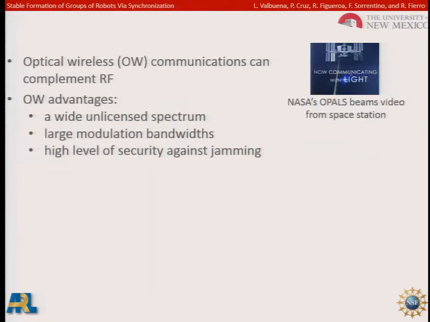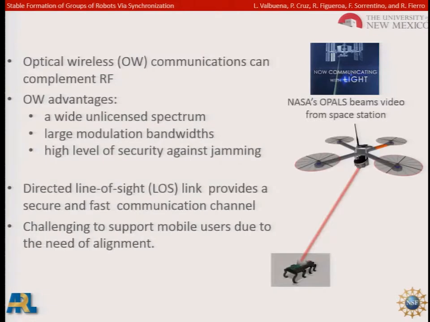One possible technology to overcome this limitation is to complement RF with optical wireless communications, since it gives the advantages of larger bandwidth and also an extra level of security. One recent application, for example, is NASA sending video from the space station using light. So our purpose is to create a direct line of sight link between an aerial vehicle and a ground vehicle.